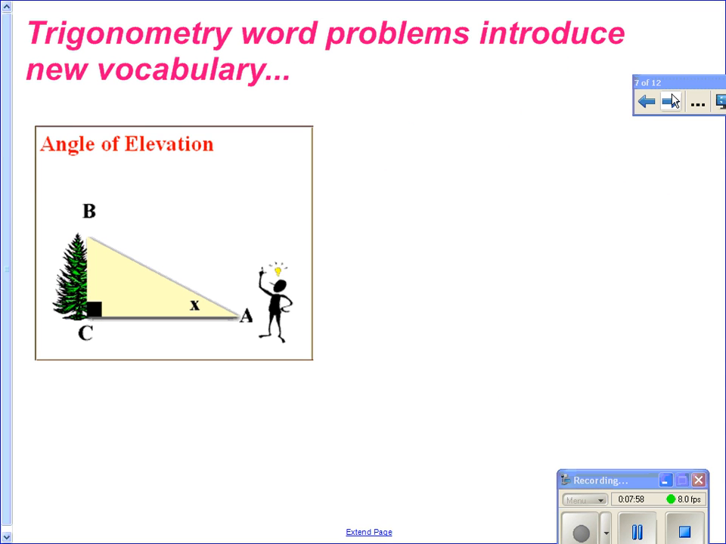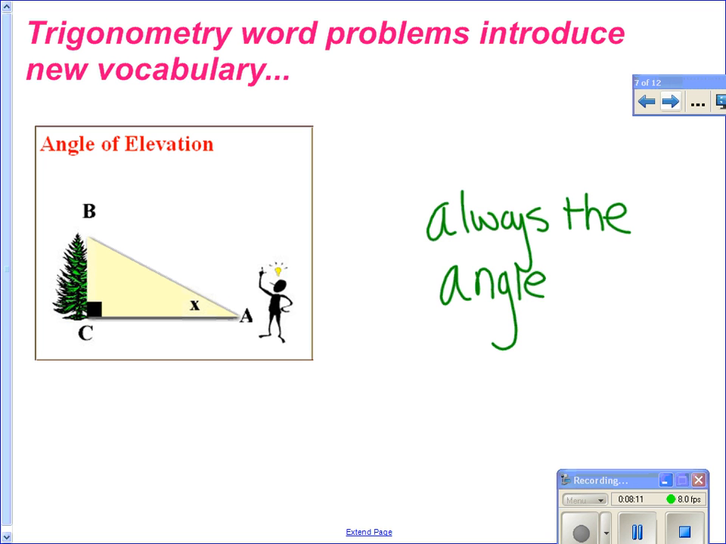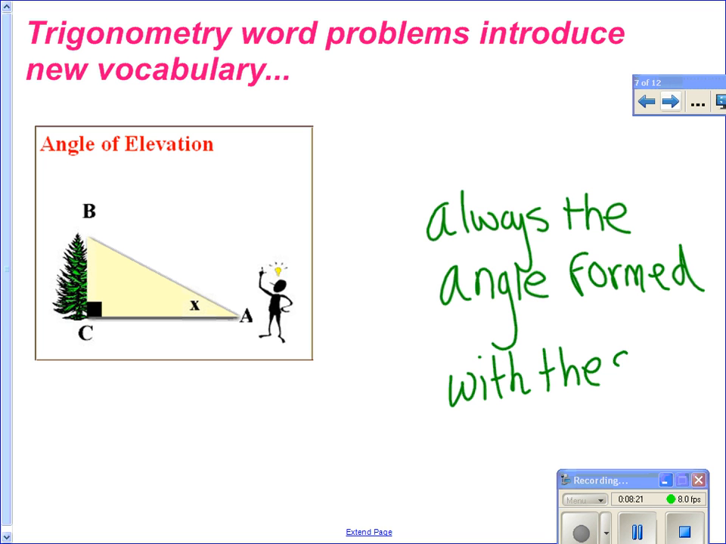Okay. Word problems. So angle of elevation. Angle of elevation is always the angle formed with the ground. And it's never the right angle, so it always has to be right in that spot every single time. It's never going to be here. Okay, it's always on the ground.